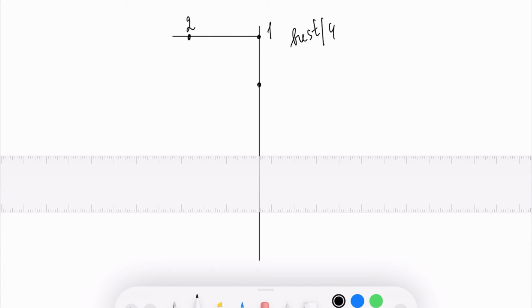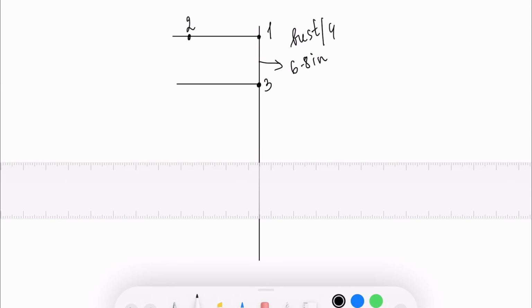From point 1, go down on this vertical line and mark point 3. The distance between point 1 and point 3 is equal to the distance between your underarm and your waistline. Draw a perpendicular line. This is a waistline. The distance between point 1 and 3 is about 6-8 inches for all sizes. I put 8 inches for my pattern. On this line, perpendicular to the vertical line, mark point 4. The distance between 3 and 4 is equal to your waist measurement divided by 4 plus 1 inch.